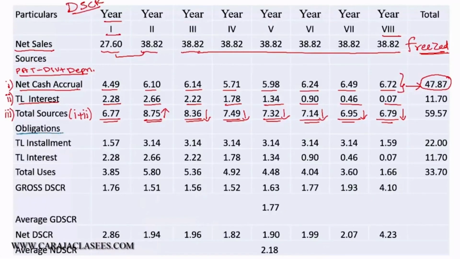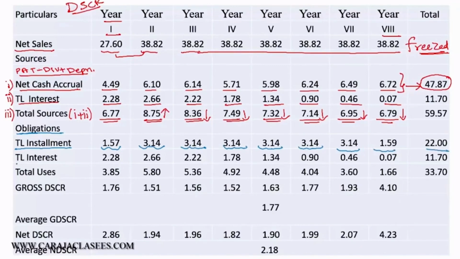Now we'll focus on obligation. The first one is term loan installment. That is, what is the repayment fixed for each and every year? This is something which we have to pick up from the repayment schedule. I mean, existing loan repayment schedule, proposed loan repayment schedule, everything should be added here. And if you can notice, all 8-year figures added works out to 22 crore.